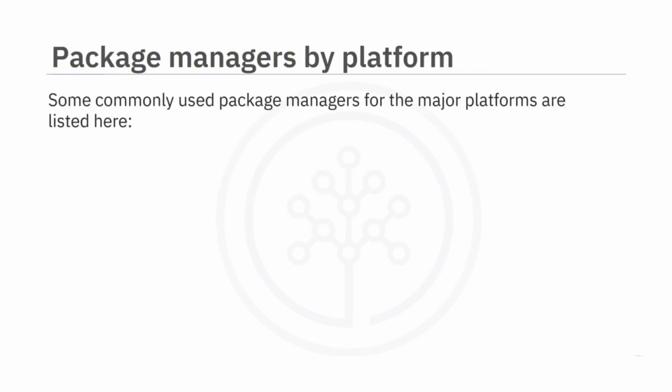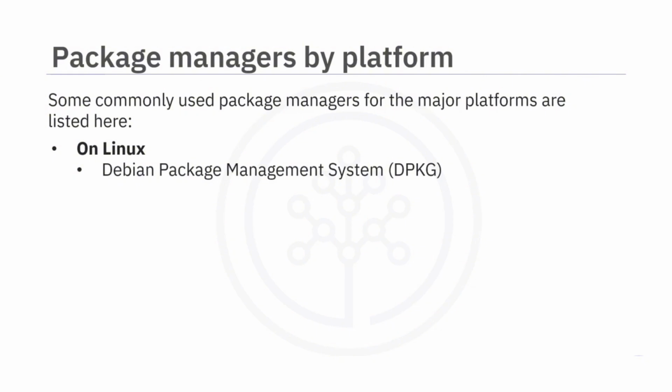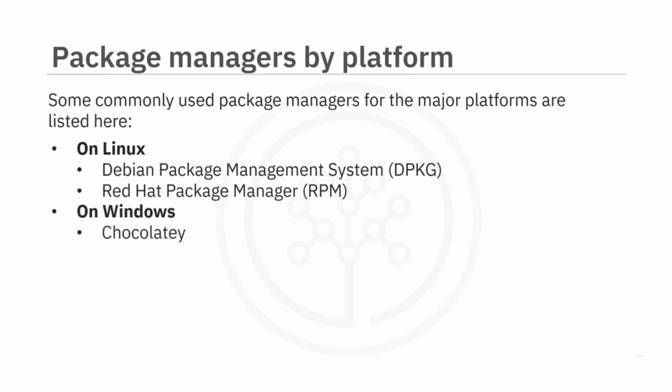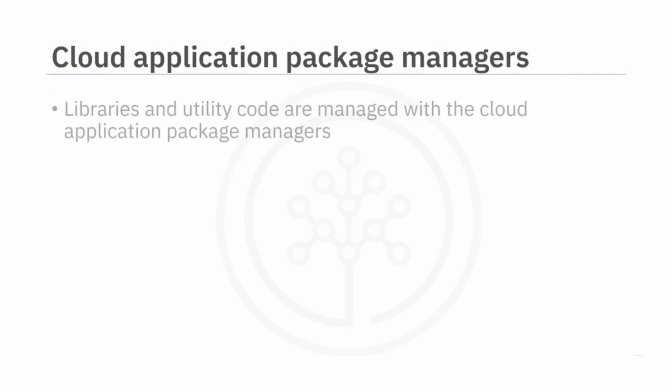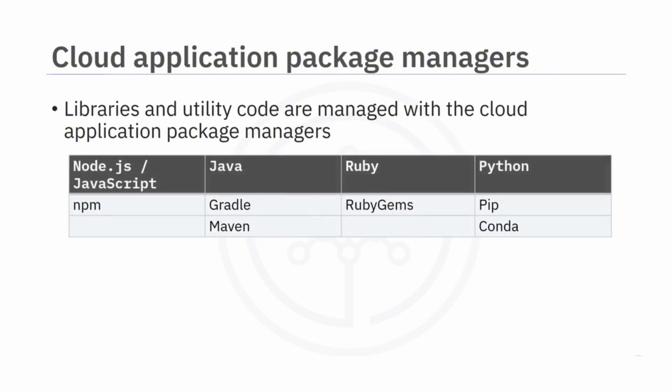Some commonly used package managers for each of the major platforms are listed here. On Linux, Debian Package Management System, or DPKG, Red Hat Package Manager, or RPM. On Windows, Chocolatey. On Android, Package Manager. On Mac OS, Homebrew and MacPorts. Any libraries or utility code that is developed as part of the application is managed with the Cloud Application Package Managers. Here are some examples of package managers for popular languages.